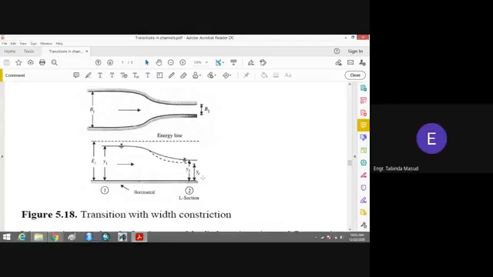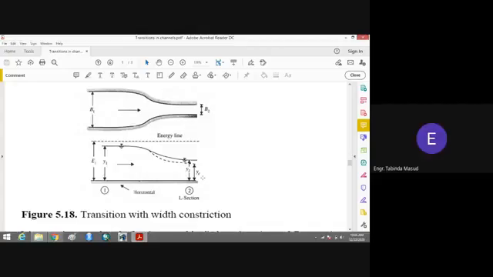Okay, but there's only one difference. In case of the hump, we say that the discharge in a channel is equal to the discharge over the hump. Why? Because the hump is constructed across the whole width of the channel, from one bank of the channel to the other bank of the channel.